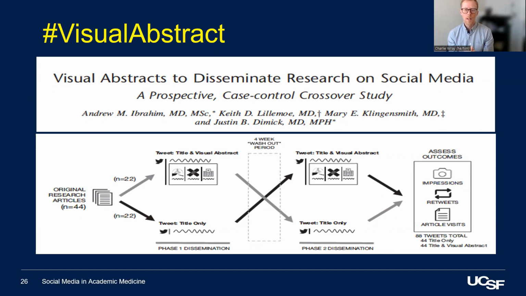They did a really nice case control crossover study, very simple. They took 44 articles. They tweeted 22 of them with the title alone, and the other 22 they tweeted with the title and a VisualAbstract. Nice washout period, and then redid their experiment. And then they looked at Twitter-based outcomes. They looked at impressions, retweets, and article visits.